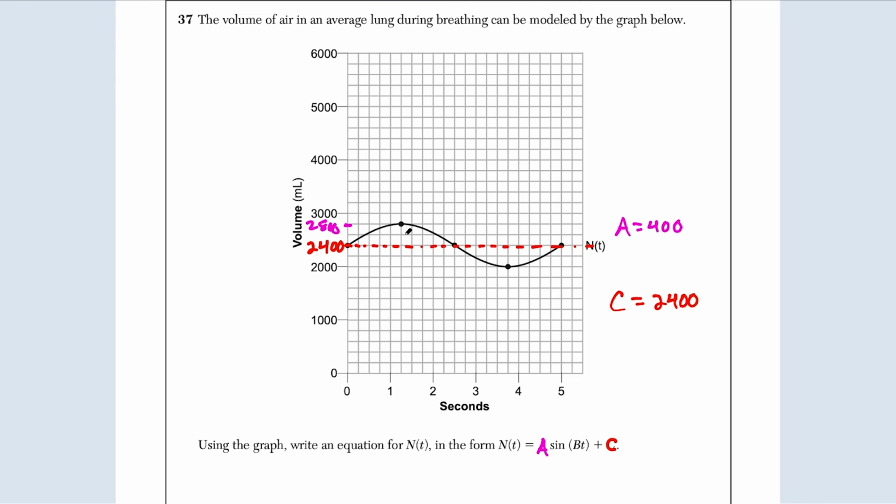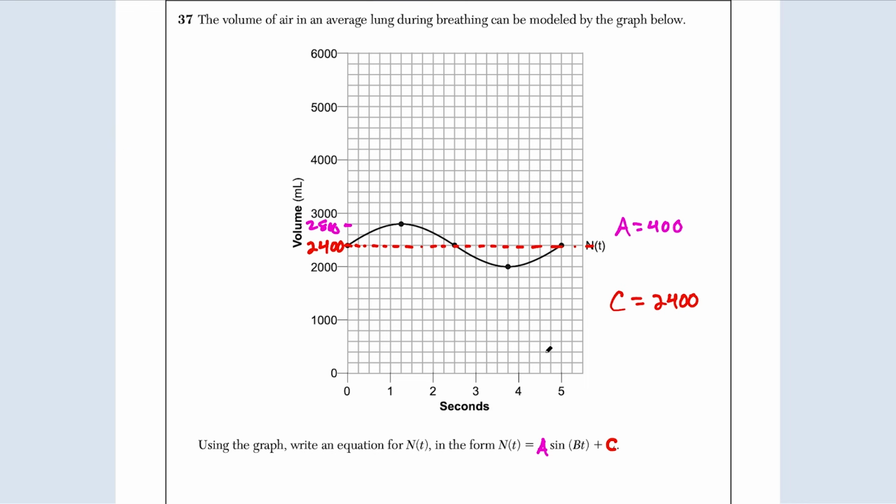So that's looking good. Another way of identifying what your amplitude is, you could subtract. You could do 2,800 minus 2,000, do the max minus the min, but then you have to divide it by 2, because a common mistake is that when people find the amplitude, they find the distance from the max to the min. But remember, you would have to divide it by 2, because the amplitude is the distance from the midline to either the max or the min.